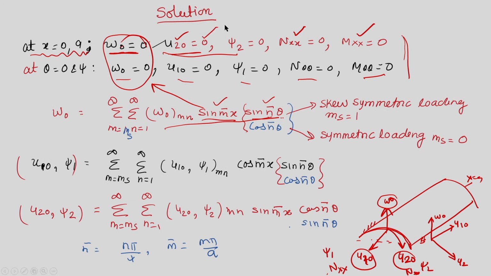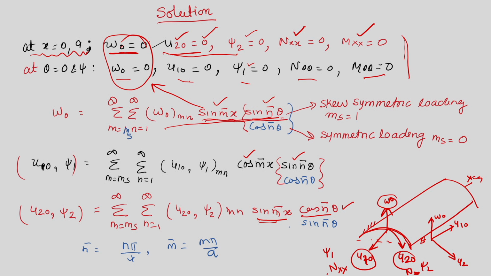So, along the x axis u2 is assumed as a sine series, but along the theta direction it can be assumed cos theta. And in the same way u1 0 is 0 along the theta direction. So, u1 0 is assumed as a sine series along the theta direction and cosine along the x direction, and psi 1 and psi 2 follow a similar procedure. Here the first is sin mx and sin n theta.